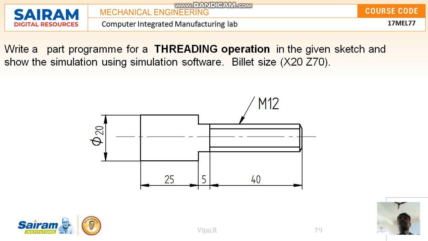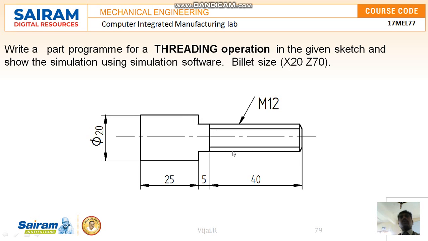So let me see what the threading operation is. It is given diameter 20, and for the distance, it is 40 plus 25 plus 5, so here it is 70. We are writing the billet size as X20 and Z70. Raw material is 20, 70. In this, we are going to make a threading for 40 mm distance. We are making an M12 thread, and then a 5 mm gap over here. Here we are going to make the step.